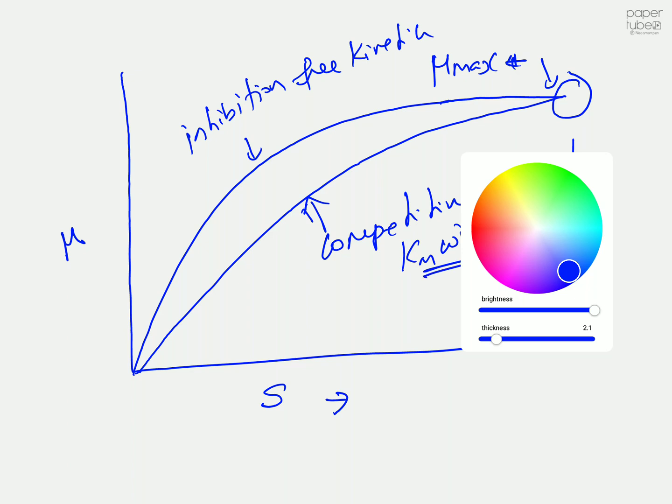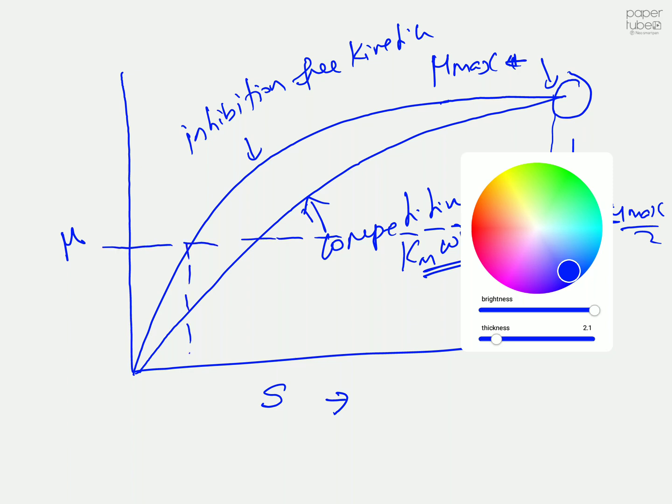Km value will decrease, or how will it work? Km value will change, for sure it will change. I'm just checking. Km value will increase, because half of this value is here. So let's say your mu max by 2 is here. You just draw a line.